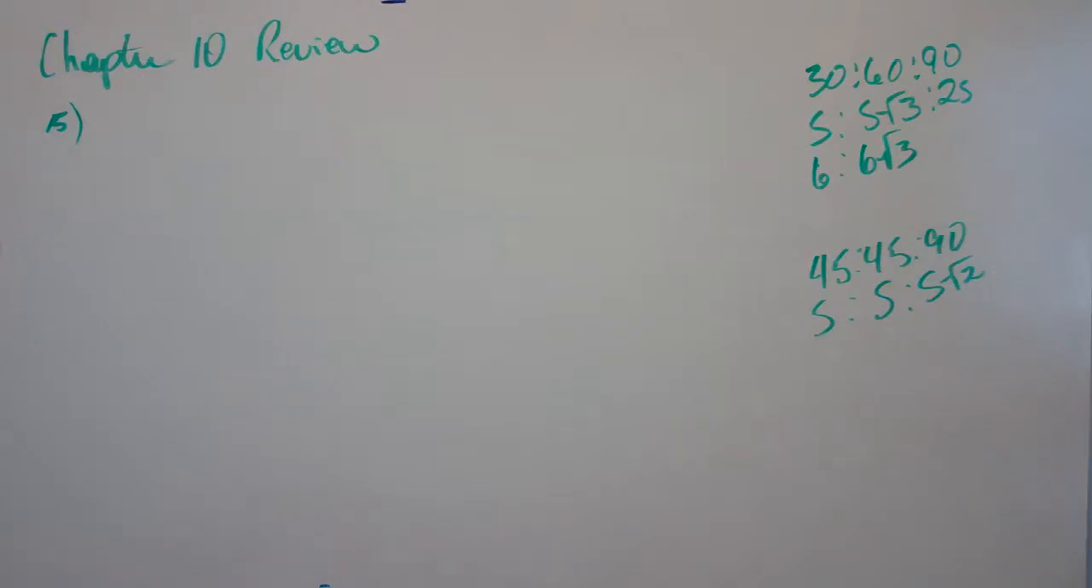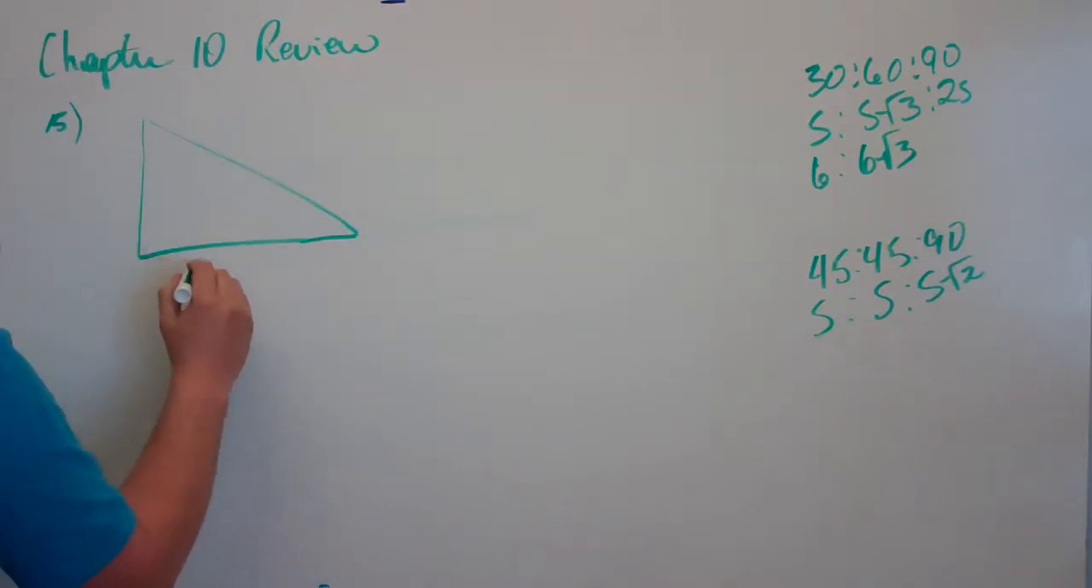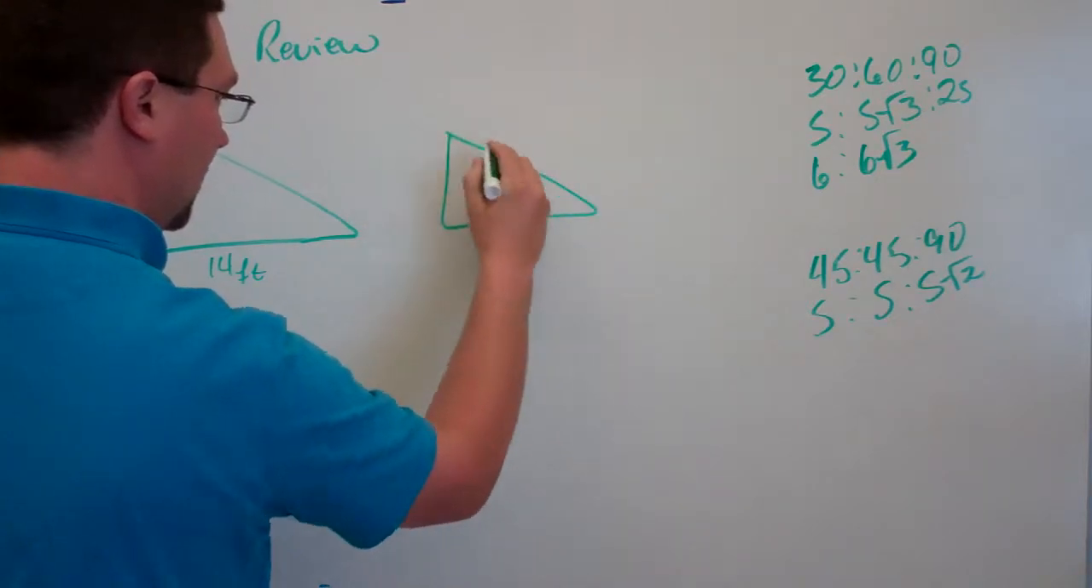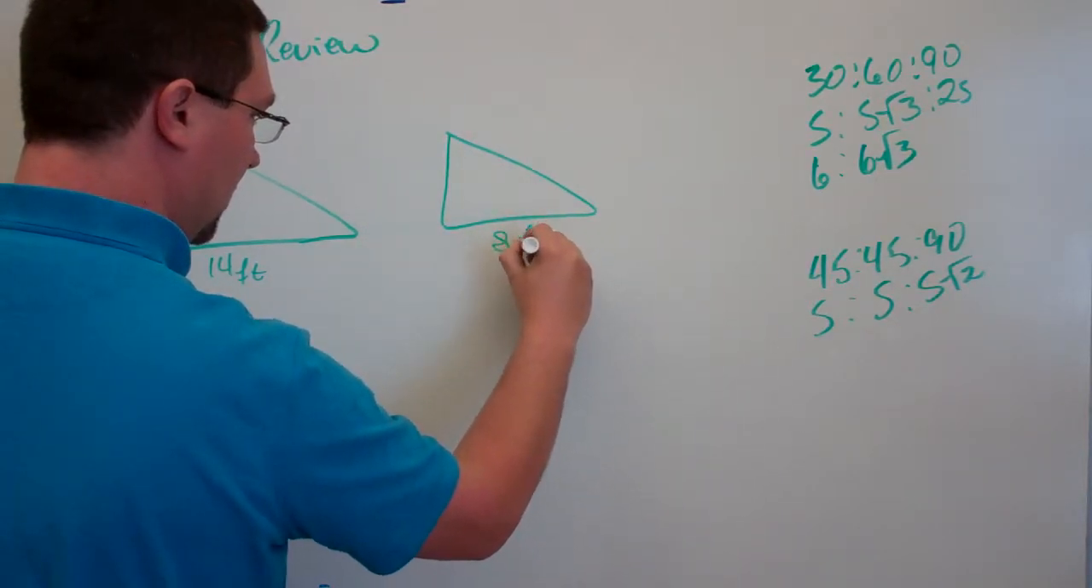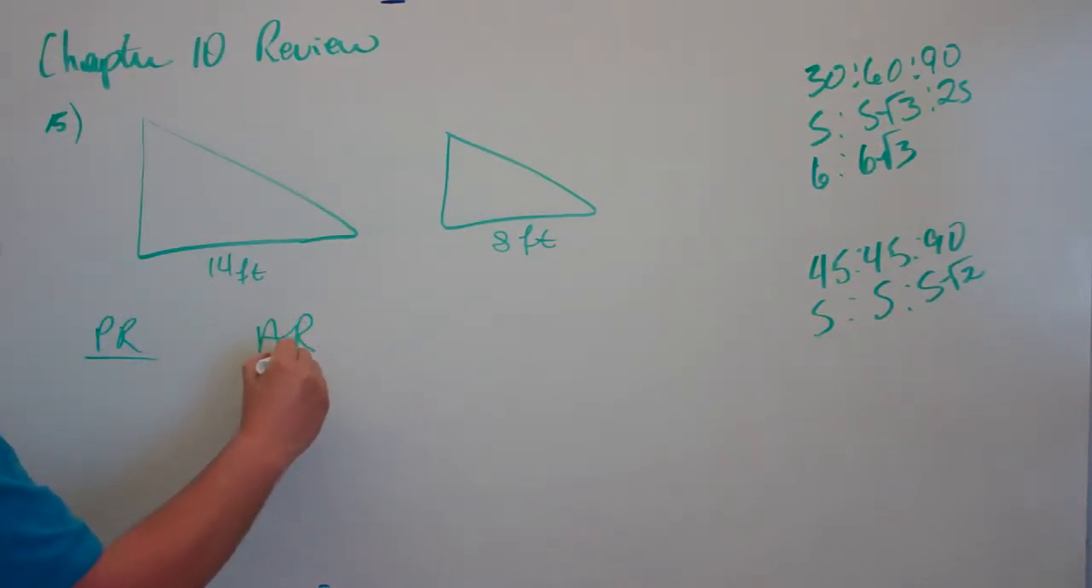Alright, number 15. We have 2 triangles. It tells us they're similar. This is 14 feet. This is 8 feet. It wants the perimeter ratio and the area ratio.